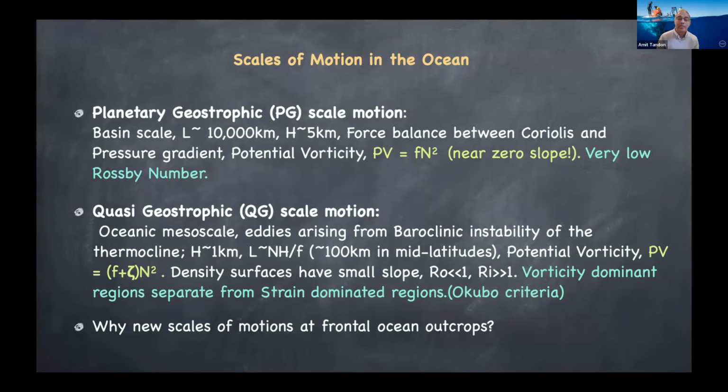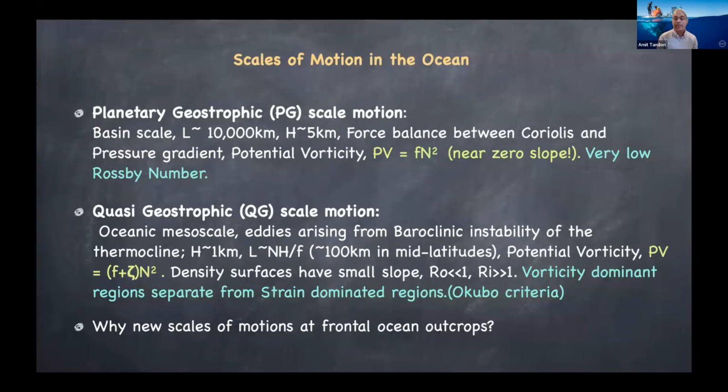For these kinds of mesoscale eddies, the density surfaces still have small slopes. So we are still in the regime where the Rossby number is much less than 1 and the Richardson number is much greater than 1, in terms of the two parameters that I talked about. So the dynamics is still fairly linear.